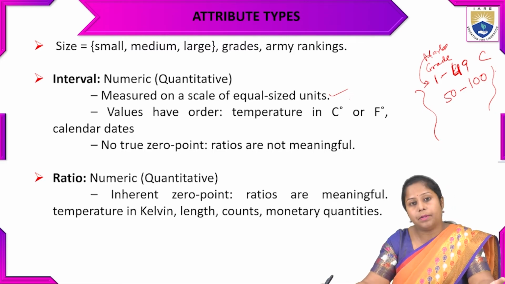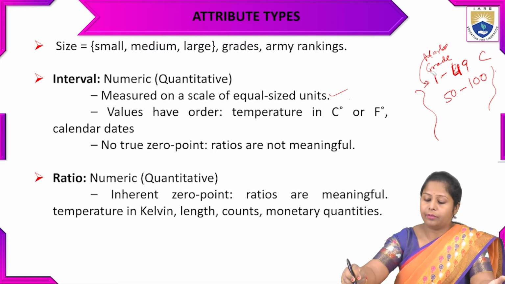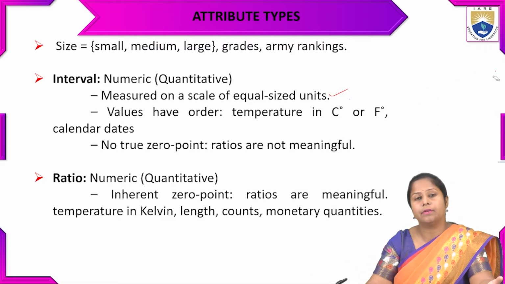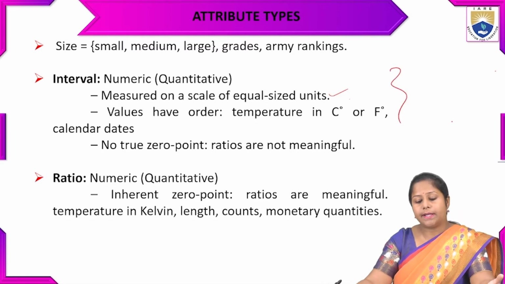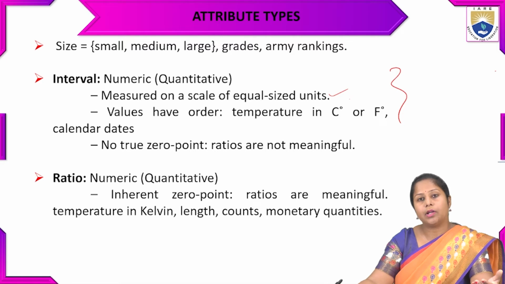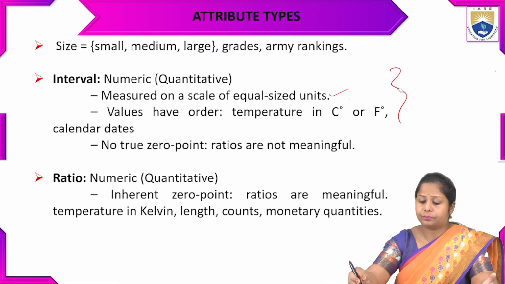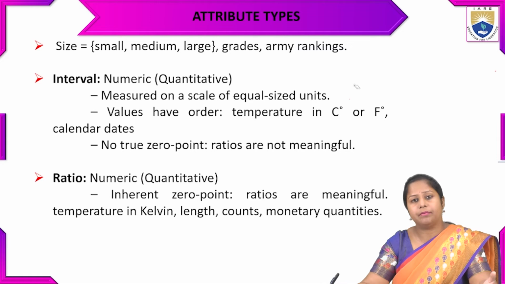Calendar dates can be there, the different calendar dates. That is successive in nature, so that also comes under the interval type of data. There is no true 0 point, and ratios are not meaningful. All that type of data comes under the interval type of attributes.